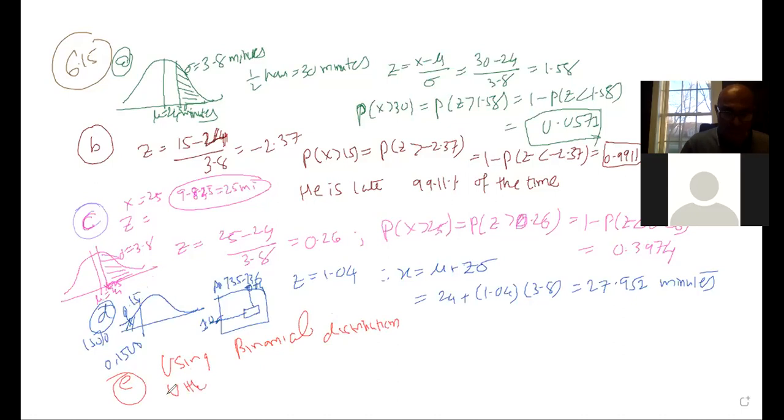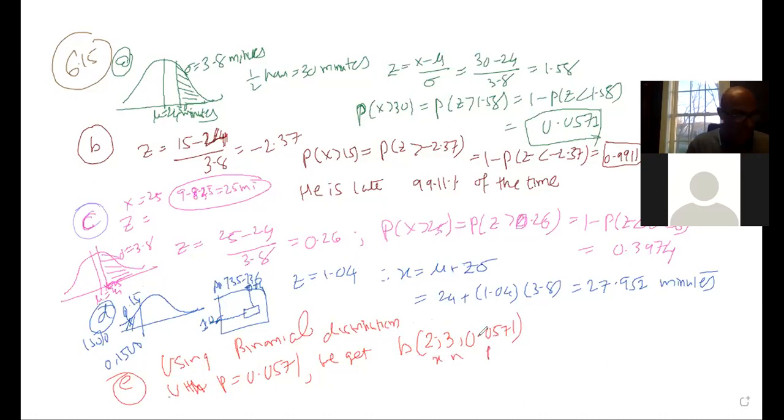So using binomial distribution with p equal to 0.0571, we get binomial of x equal to 2 out of 3, so n equal to 3 and p is 0.0571, right? X, n, and p. What was the definition? That was equal to 3C2, nCx, then p to the power x, where x is 2, and q to the power n minus x. Q means 1 minus this one.